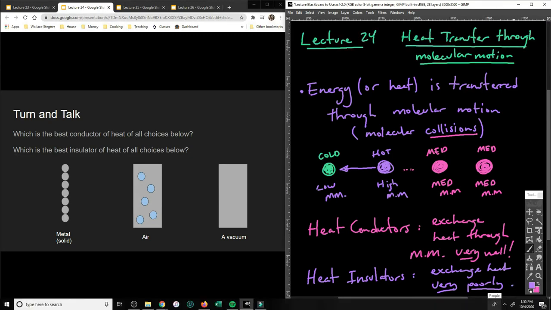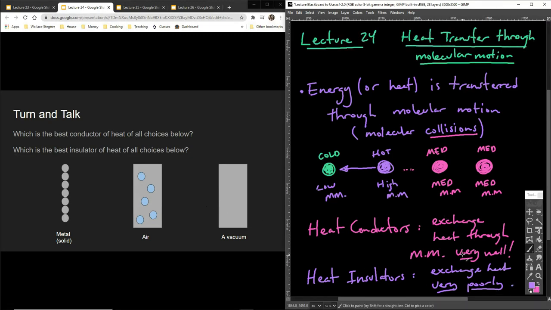Okay. Well, what would be the best conductor? What could exchange heat the absolute best? We already saw it, the metals. Metals and solids in general are very, very good heat conductors, okay? And the reason is because of their structure. They have very tightly packed atoms or molecules, and they're very easily excited and very easily able to transfer energy to other molecules.